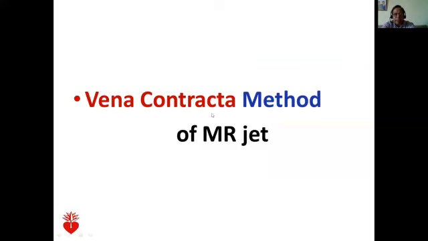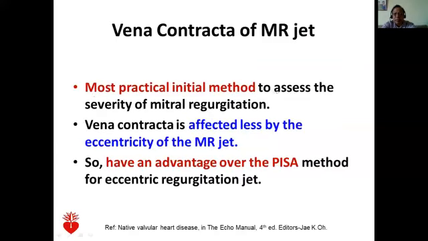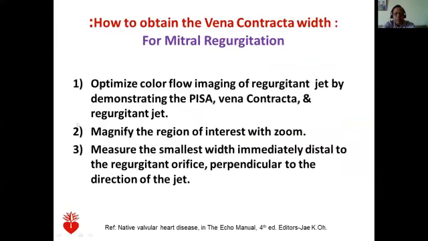It's practically applied. The most practical initial method to assess the severity of mitral regurgitation, the vena contracta, is affected less by the eccentricity of the MR. So it has an advantage over the PISA method for eccentric regurgitation jets. How can it be done? Optimize color flow imaging of the regurgitation jet by demonstrating the PISA, vena contracta, and regurgitation jet. This is important. Magnify the region of interest with zoom, then measure the smallest neck immediately distal to the regurgitation orifice, perpendicular to the direction of the jet.